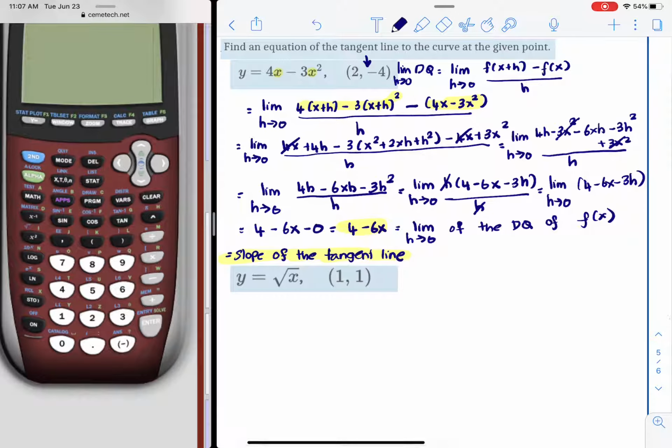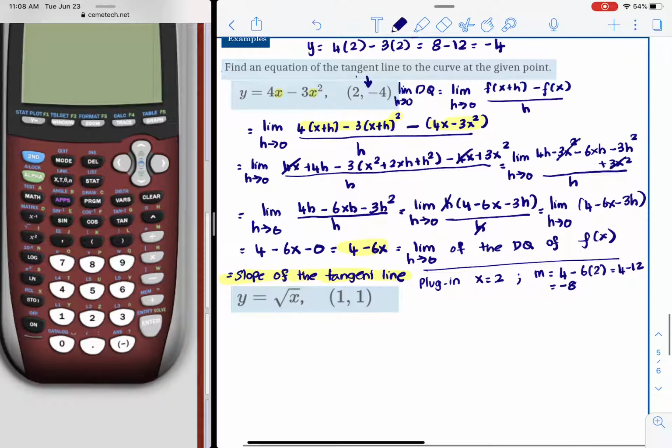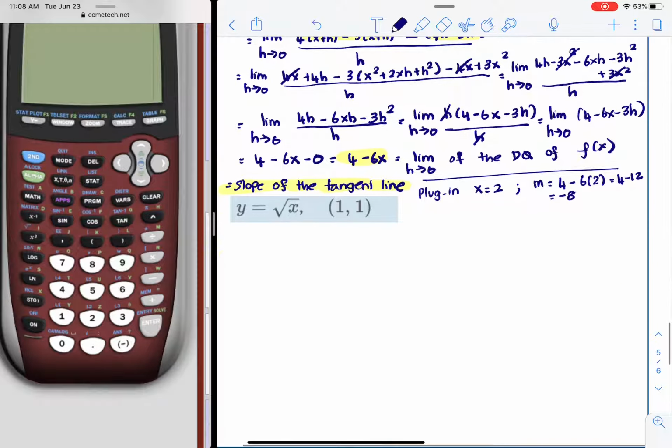So I have an x coordinate there, which is x. So plug in x equal to 2 in the slope of the tangent line that we derived. So m would simply be equal to 4 minus 6 times 2, which is 4 minus 12. We get minus 8. So if I represent it in point slope form, the point x1, y1 is 2 and negative 4. So y minus y1 is equal to m times x minus x1.